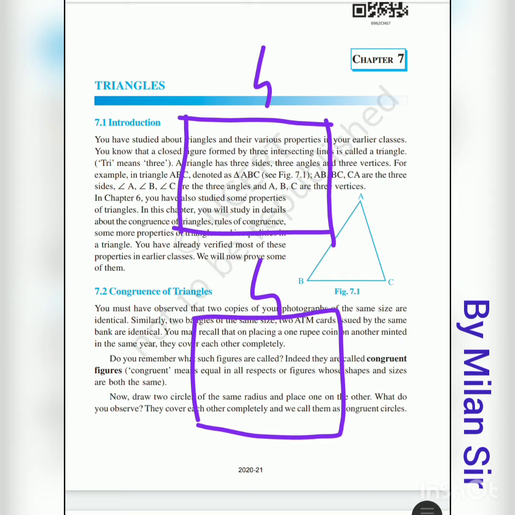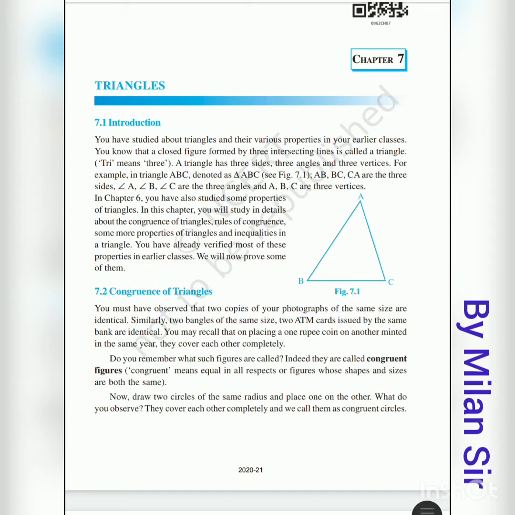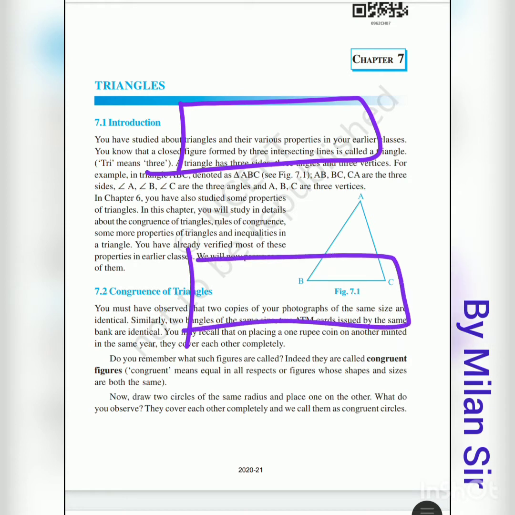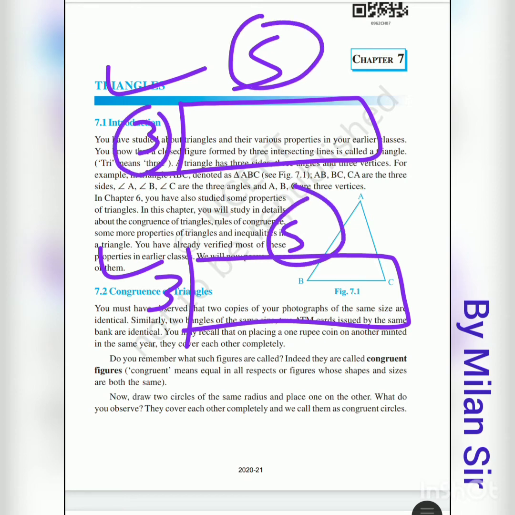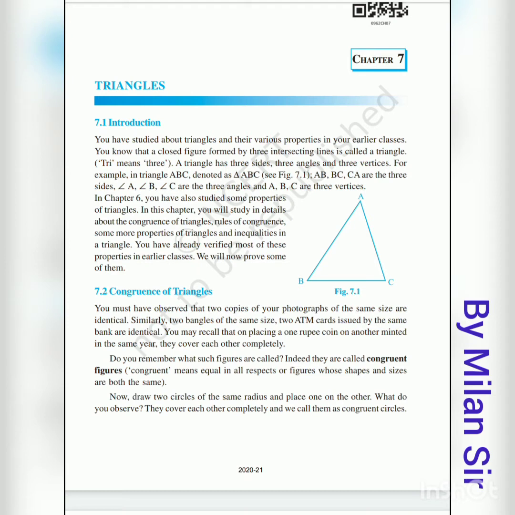Otherwise, if we think about rectangles, if two rectangles have the same length and same width, they are called congruent rectangles. Both have the rectangular shape and the same size, so they are called congruent. So this is the congruence of triangles.